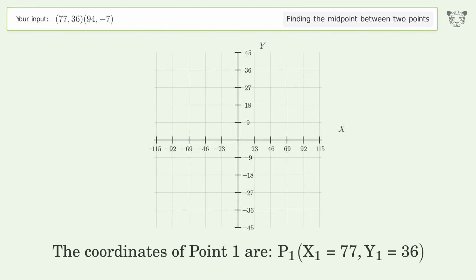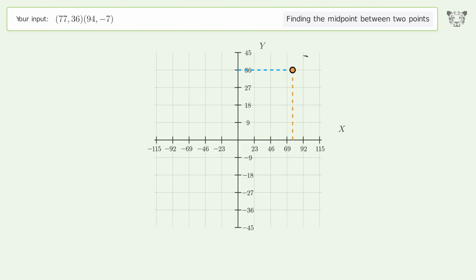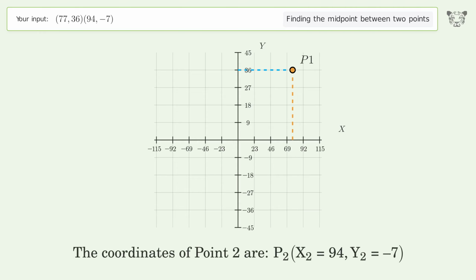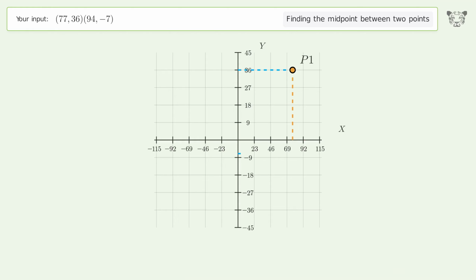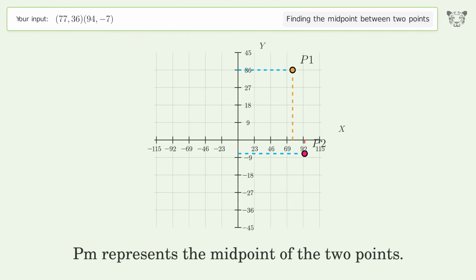The coordinates of point 1 are x1 equals 77, y1 equals 36. The coordinates of point 2 are x2 equals 94, y2 equals -7. PM represents the midpoint of the 2 points.